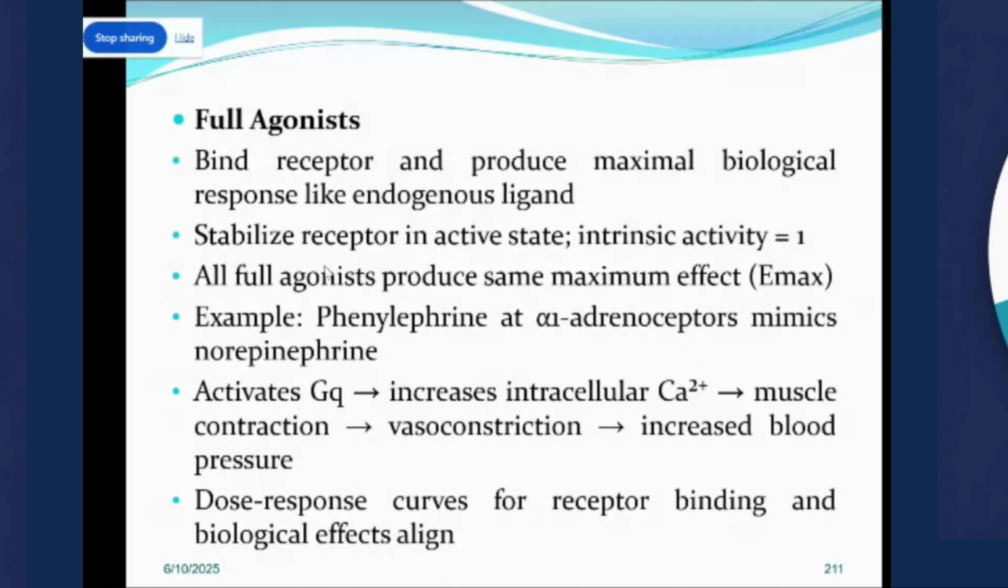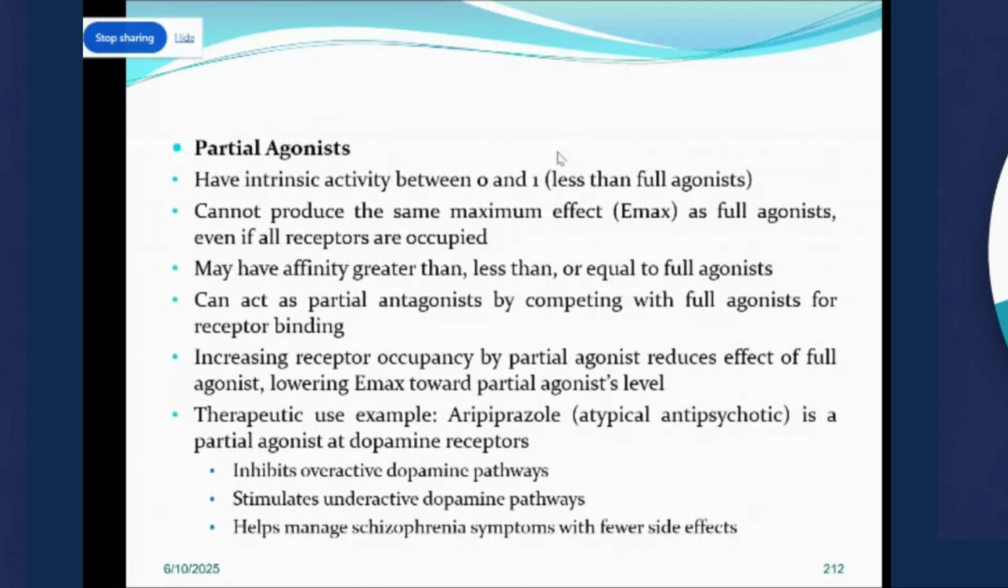So the activation, I will not go into that. The next was partial agonist, which has intrinsic activity between 0 and 1. In other words, they are a fraction of the full agonist. They will not give us an effect equivalent to that of a full agonist. They will not give us the effect that exactly or almost perfectly mimics that of the endogenous ligand. But they will give that effect to an extent, to a percentage.